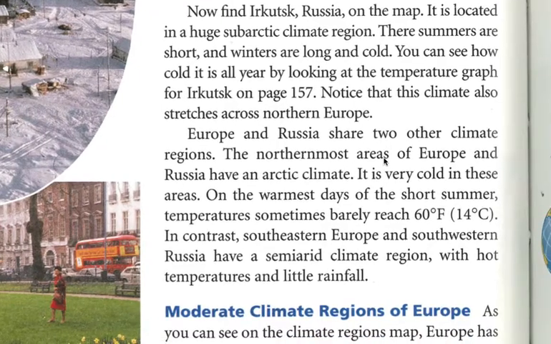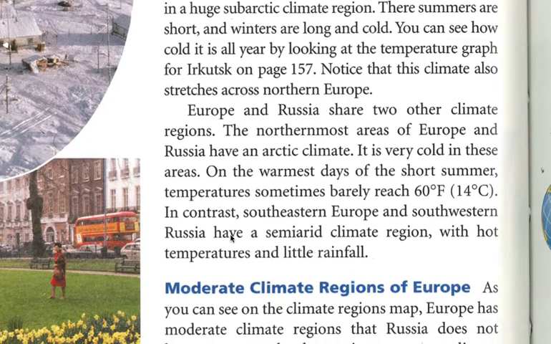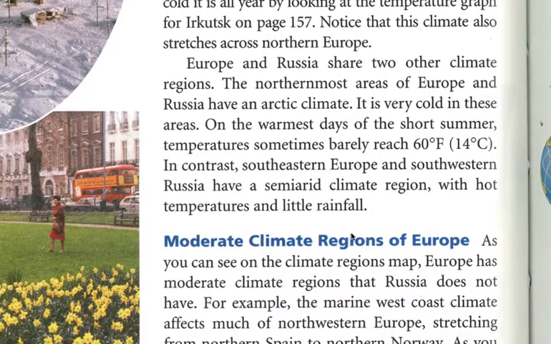The northernmost area of Europe and Russia have an Arctic climate. It is very cold in these areas. On the warmest days of the summer, temperatures barely reach 60 degrees Fahrenheit. In contrast, southeastern Europe and southwestern Russia have a semi-arid climate region with hot temperatures and little rainfall.